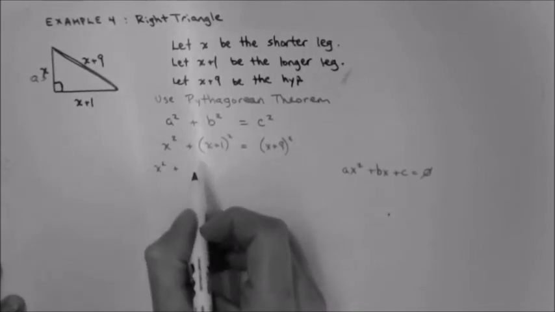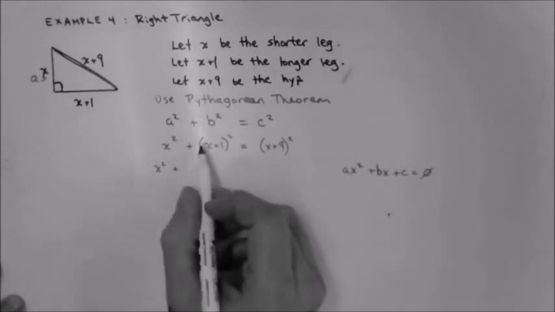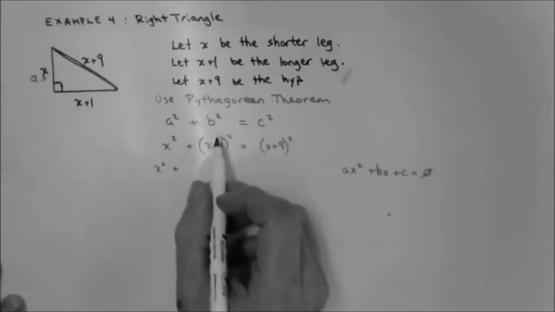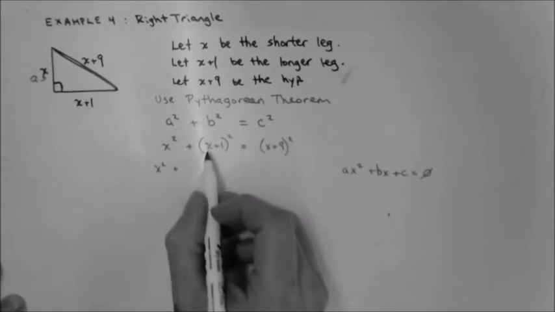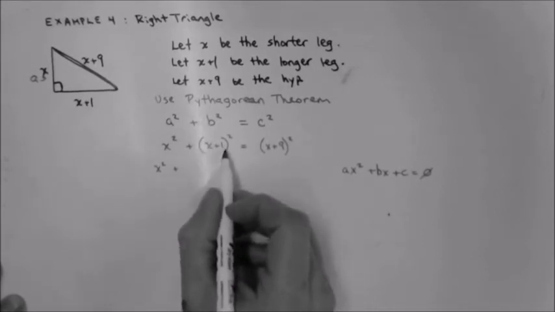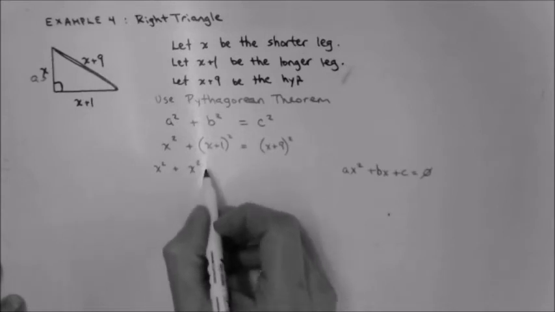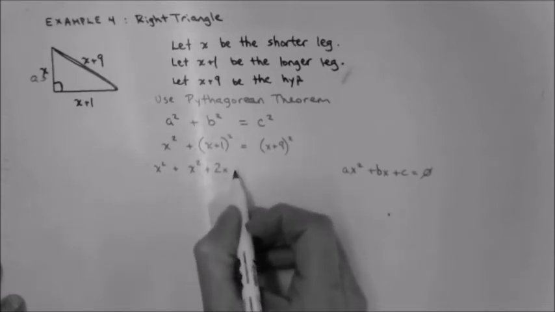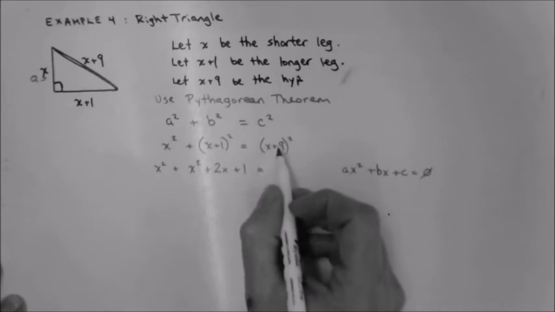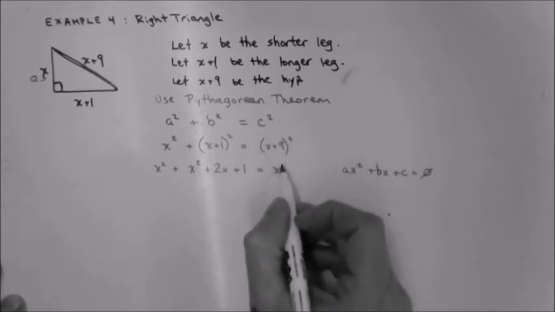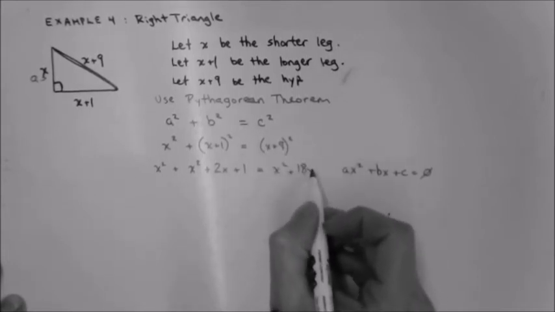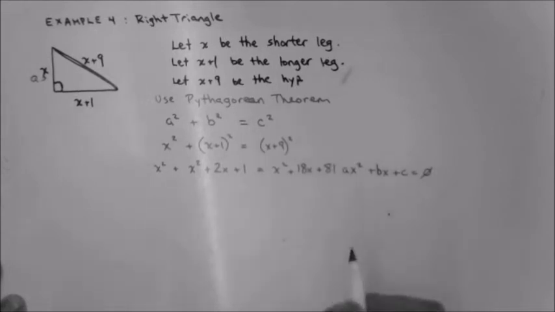X squared doesn't change. I'm going to use my patterns from lesson 5.2, I believe. A squared plus 2ab plus b squared. So this guy expands to x squared plus 2x plus 1. And same pattern here. X squared plus 18x plus 81.